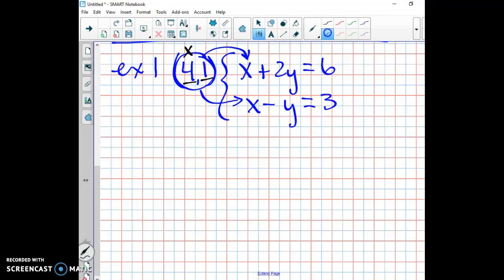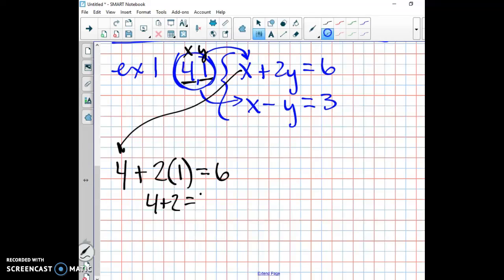We're going to take our x and our y value. In the first equation, that's going to look like this. We're going to replace x with 4, and we're going to replace y with 1. We got those straight out of the ordered pair. And we're going to check to see if that equals 6. 4 plus 2 equals 6. It works for the first one.